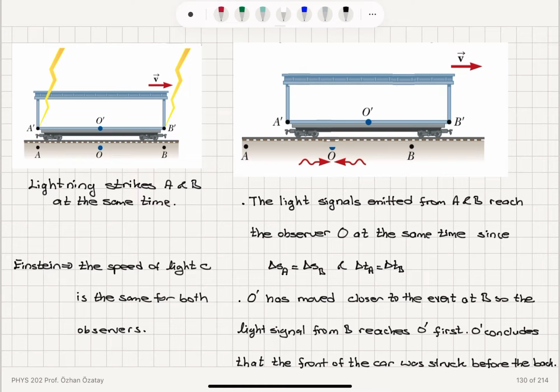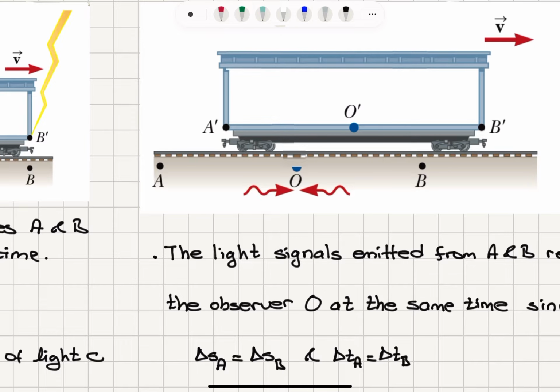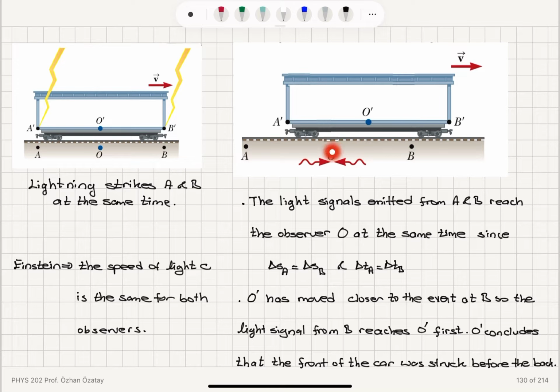So what will happen? Because this train wagon is moving with a constant velocity v to the right, the light signals emitted from points A and B will reach point O, the midpoint, at the same time. Why? Because the speed of light is the same, and the distance traveled is the same. So the observer at point O will report that because the light pulses travel the same distance, delta S_A equals delta S_B, and the time it takes for the light pulse to reach point O is the same, A and B were hit simultaneously.